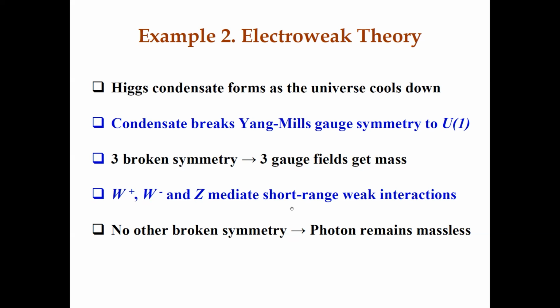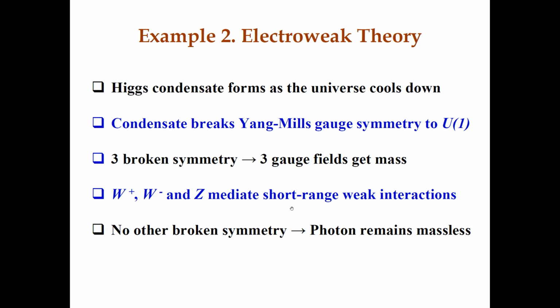The reason why weak interaction is short range is because the mediators W plus minus and Z are massive, and they are massive precisely because of the Higgs mechanism. But there are just three broken symmetries, so three of the fields become massive. The photon does not get a mass. That's why the photon remains massless, and the massless photon mediates long-range force. That's why we see electromagnetism in everyday life, but we don't see weak interactions in everyday life, because they're short range.